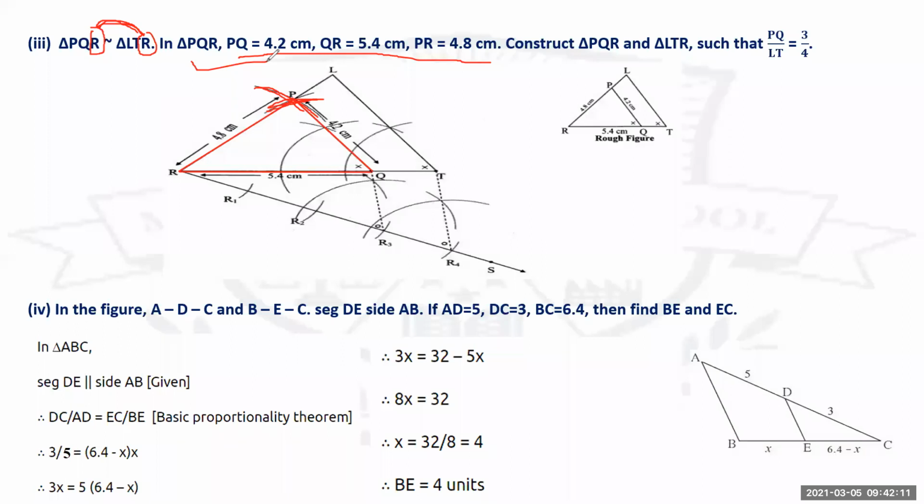Now after that, check, this ratio is given, 3/4. The greater number is what? 4 is corresponding to what? LT. That means triangle LTR. It is corresponding to triangle LTR.